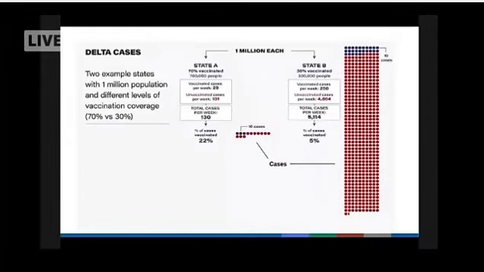Proportionally, there are more vaccinated cases in State A at 22% of cases vaccinated, compared with just 5% in State B. But this is expected because the proportion of cases vaccinated increases with increasing vaccination coverage. At the extreme of 100% vaccination coverage, all cases would be vaccinated because no vaccine is 100% effective.